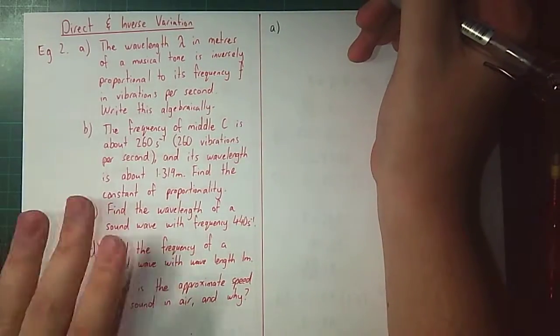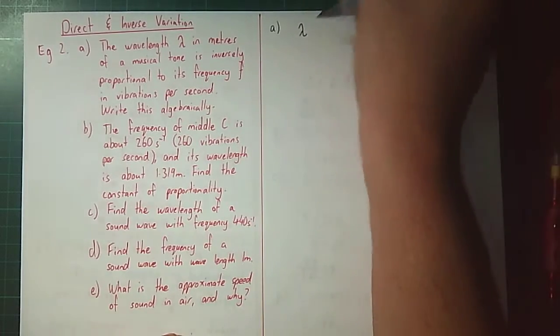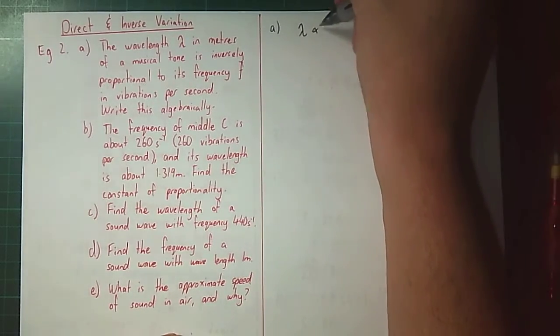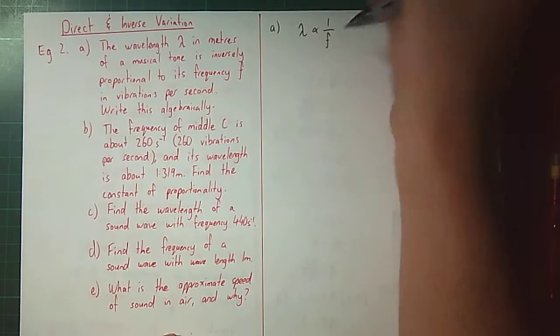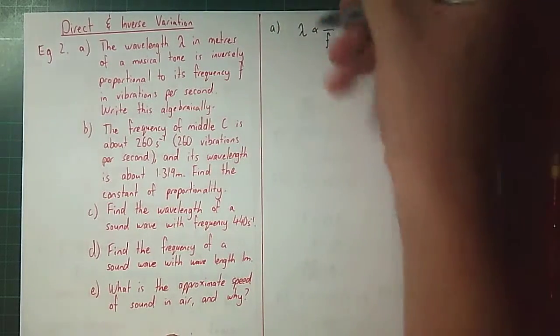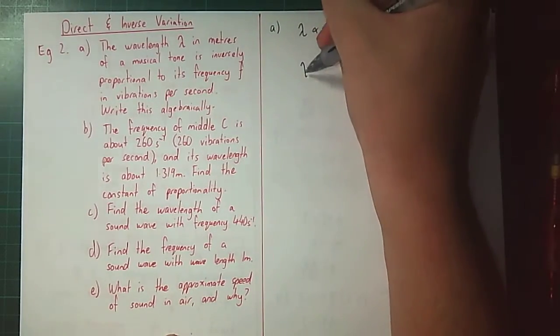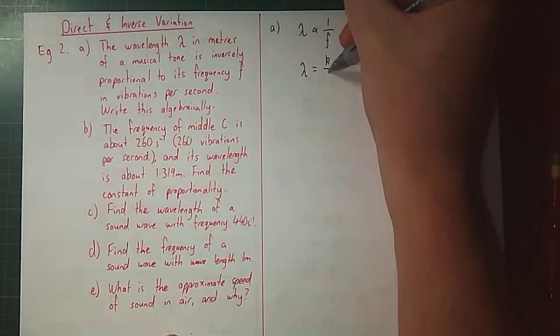So as it's inversely proportional, that means that lambda is going to be proportional to 1 over the frequency. So using the equation from before, that means that lambda is going to be equal to k over f.